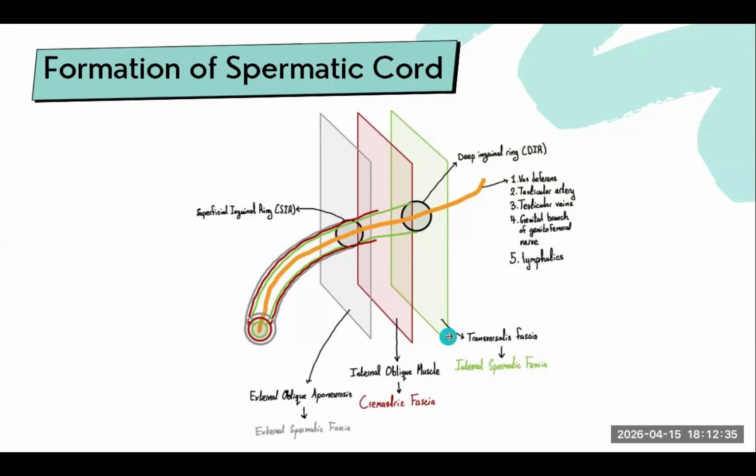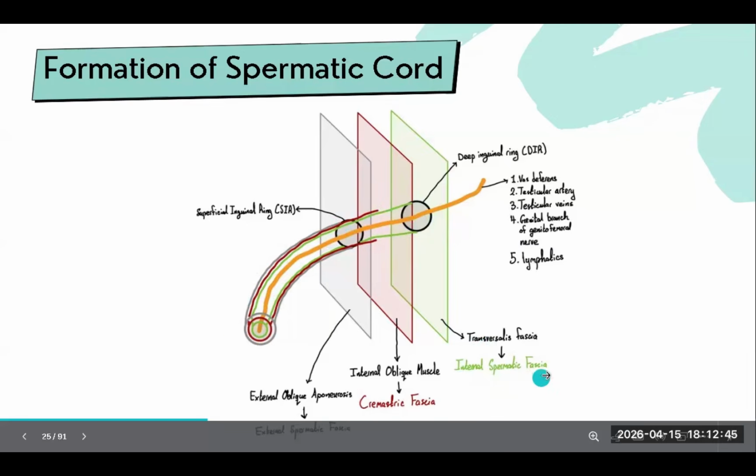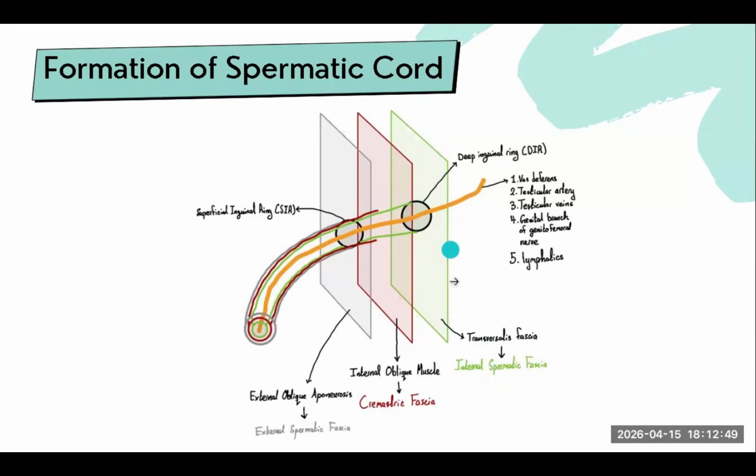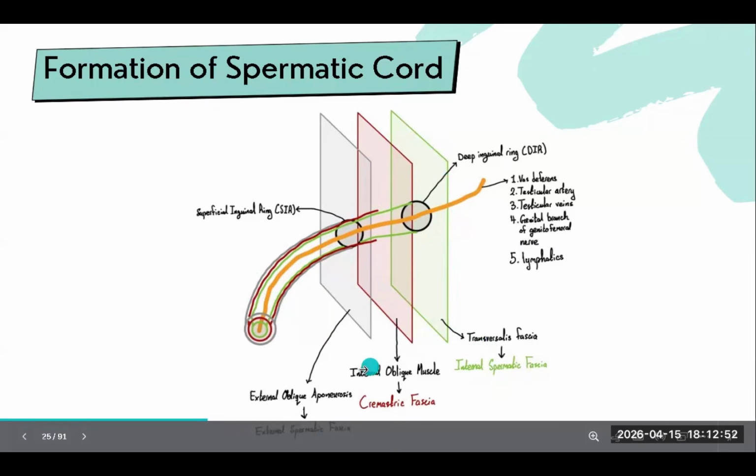Now, the first layer is known as the transversalis fascia, and once the spermatic cord takes covering of it, it turns into the internal spermatic fascia. So this will be the internal spermatic fascia, and this will be the transversalis fascia. The next layer is the internal oblique muscle, and the part which is taken by the spermatic cord is now known as the cremasteric fascia. And finally, the last layer is known as the external oblique aponeurosis, and the part which covers the spermatic cord is known as the external spermatic fascia.